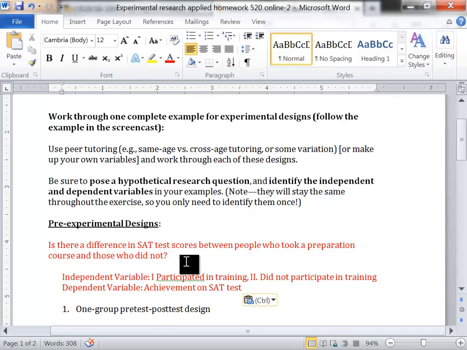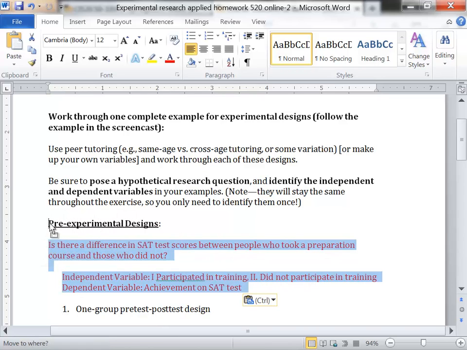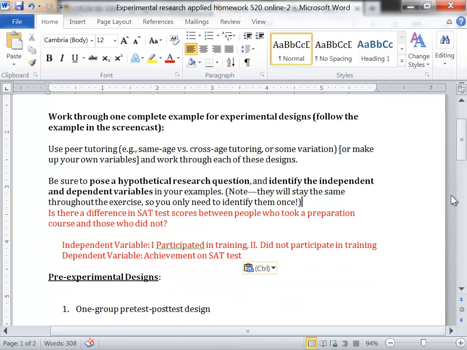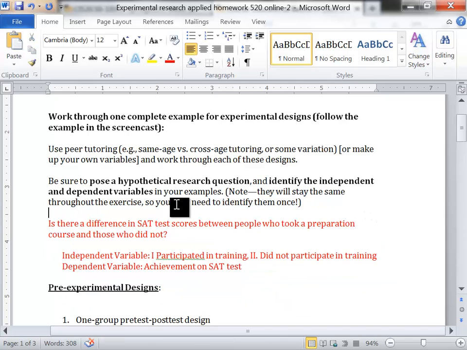So the first thing you need to do is to pose a hypothetical research question and identify the independent and dependent variables. So I've done this below here, and I'm actually going to move this into this section because this is a better place for it. So here is my hypothetical research question. Is there a difference in SAT test scores between people who took a preparation course and those who did not? So someone who participated in a training course, does that improve their test scores in comparison to those who did not?